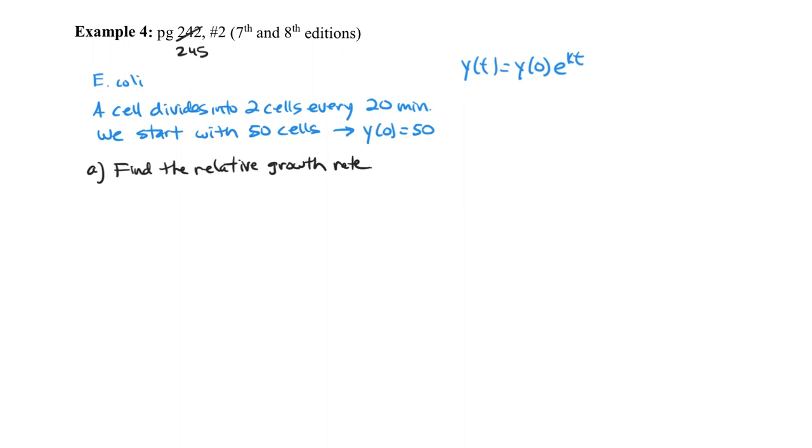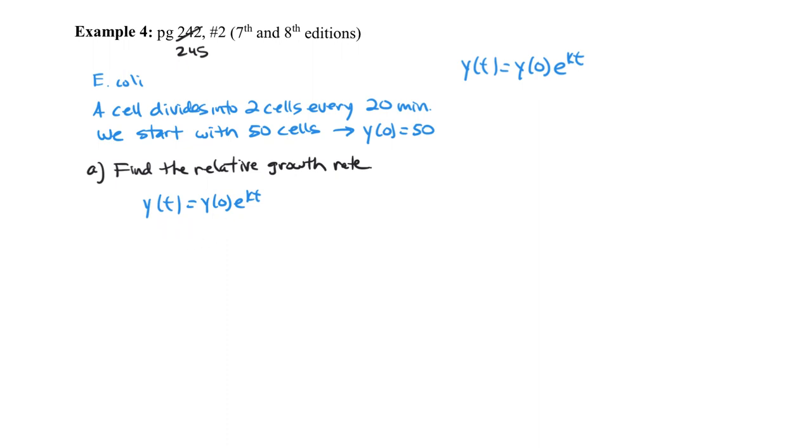So if you remember, the relative growth rate is k. And we can find this because we do know a couple of things. We know that we're starting with 50 cells. We do know that a cell will divide into 2 cells every 20 minutes. So we can start off with our formula, y of t equals y of 0 e to the kt. Our initial amount is 50, which means that after 20 minutes, we'll have 100.